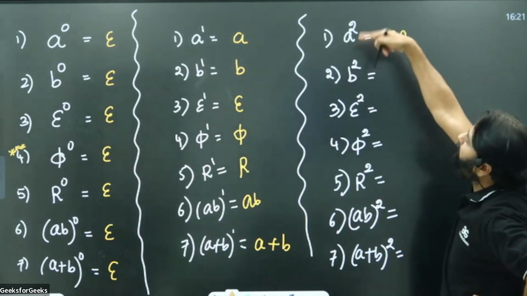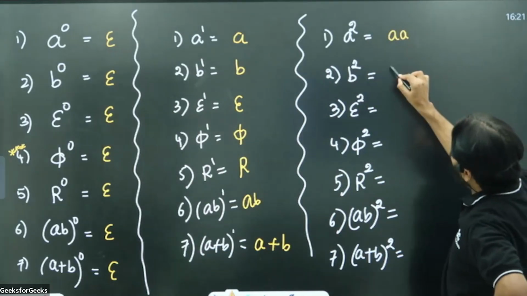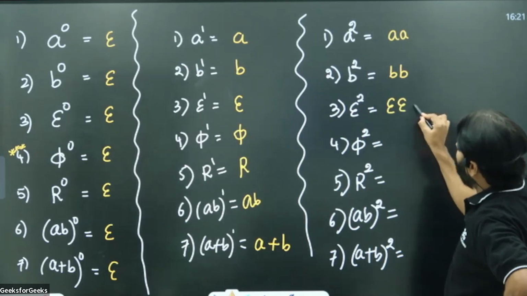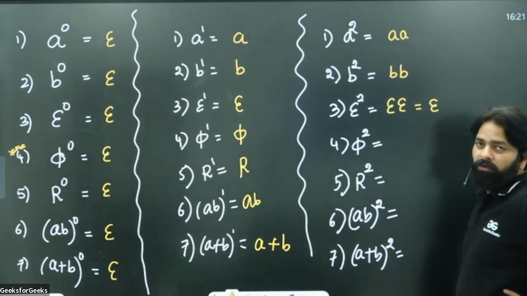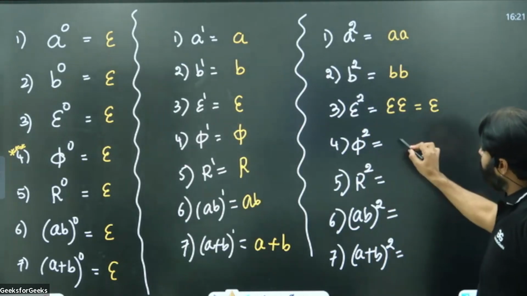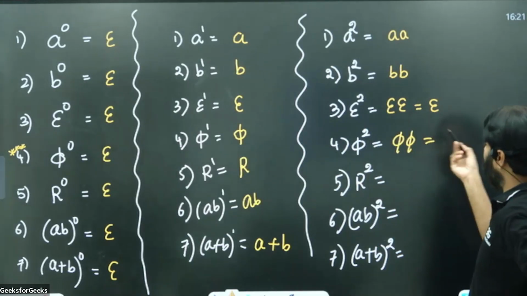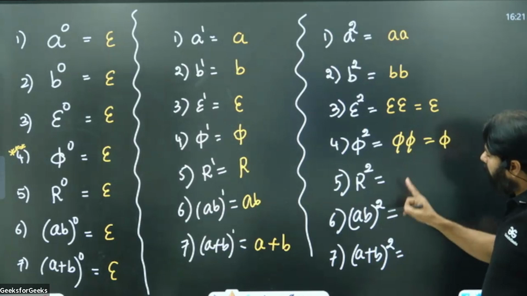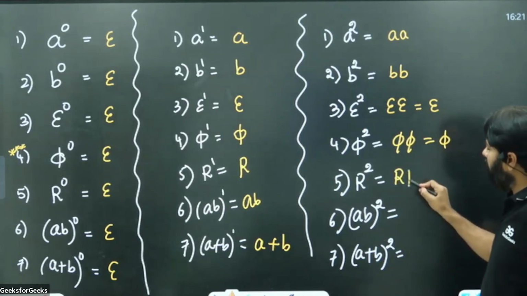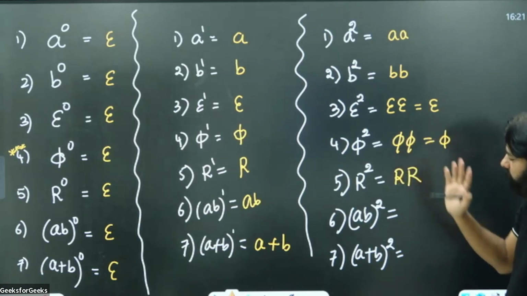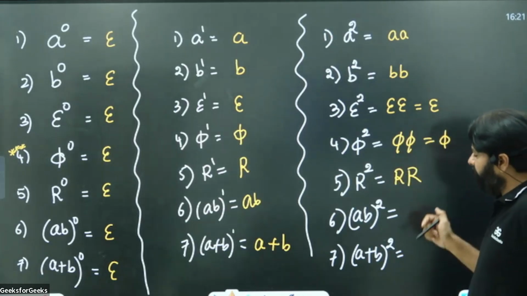Double A because of repetition, that's it. B repeated 2 times, double B. Epsilon repeated 2 times, epsilon epsilon, but you know it is just epsilon. And pi repeated twice, pi pi, but you know pi dot anything is pi only. Pi dot pi is also pi. R repeated twice, you get RR, and you can't simplify because you don't know what R is. That's why RR is R square, both are the same. That's all. Don't simplify further.